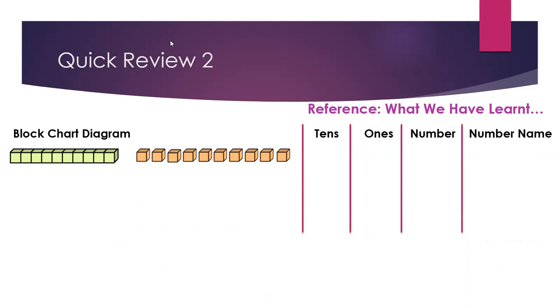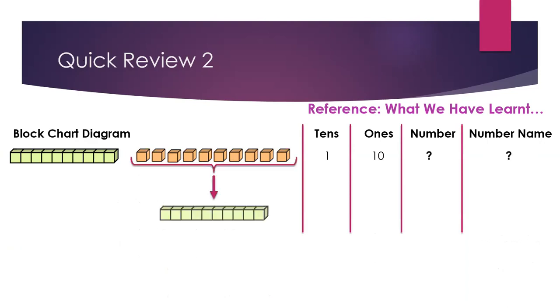Here we are having one tens, and how many ones are there? Let's count it. Here we are having 1, 2, 3, 4, 5, 6, 7, 8, 9, 10. Oh, wait a minute. We have learned earlier that when we are having 10 ones, they combine to form how many blocks? One tens. So these 10 ones will combine to form another 10.